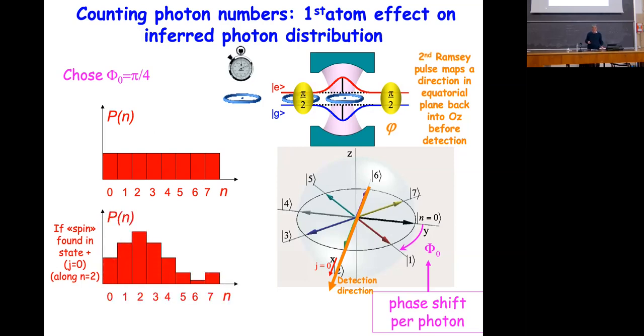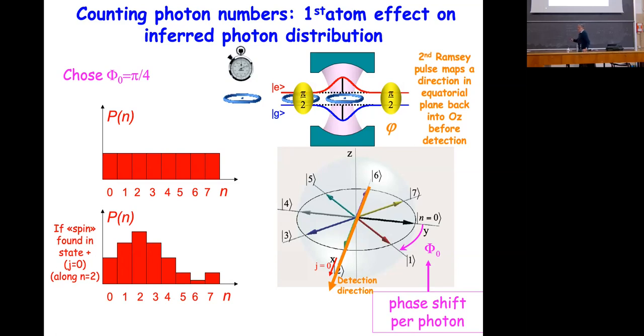What I claim is that if you find the value j equals 0, which means in this direction, it means that you cannot have 6 photons. And the reasoning is as follows. If you had 6 photons, the spin would be pointing in the opposite direction, and the probability that you would get your result would be 0. So you cannot get this result. You cannot get the spin pointing along this direction if you had 6 photons.